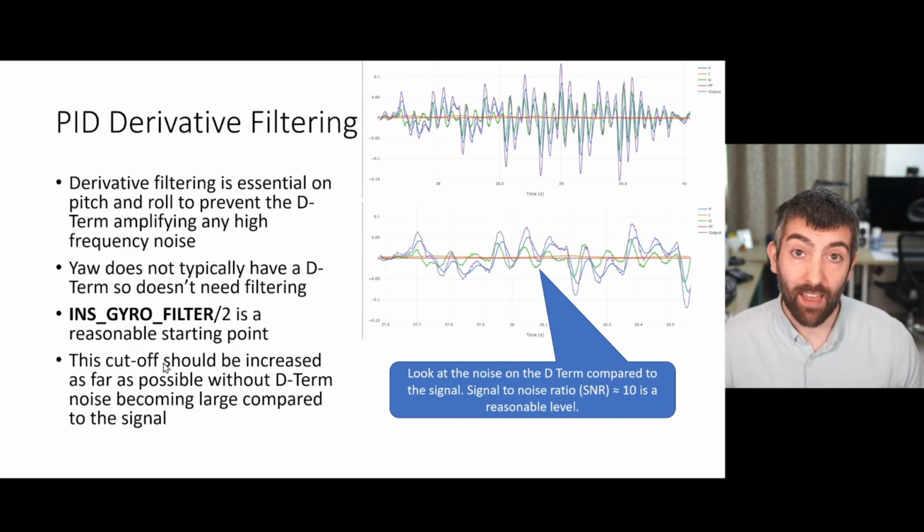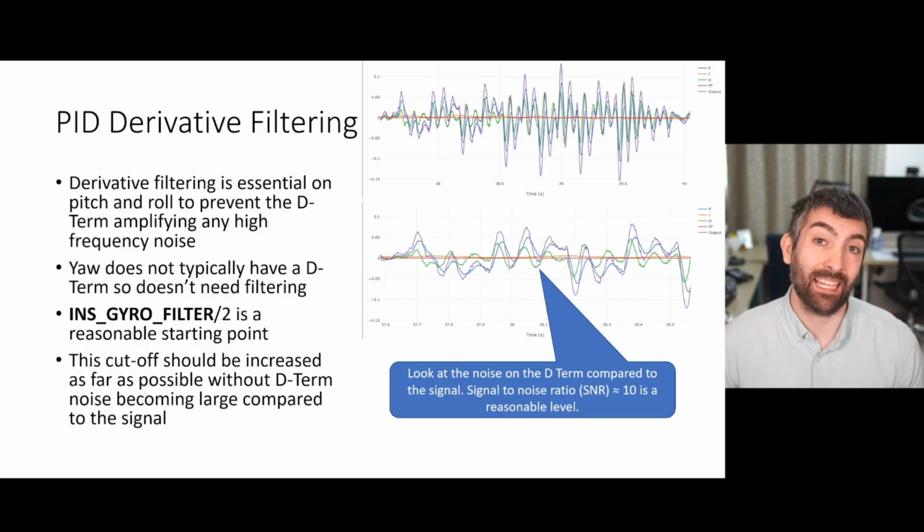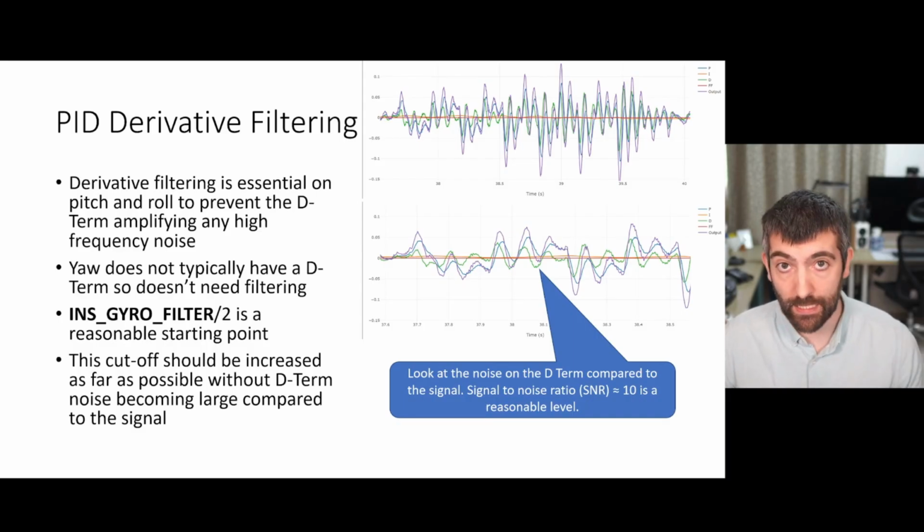Yaw doesn't typically have a D term and so doesn't require any derivative filtering. However, if you decide for whatever reason that you do want a derivative term on the yaw axis, this can sometimes be the case for V tails or A tails with a lot of yaw authority. Adding that D term will then require you to add D term filtering in order to avoid the high frequency noise just dominating the D term on the yaw axis. INS gyro filter over 2 is a reasonable starting point for any derivative filtering.